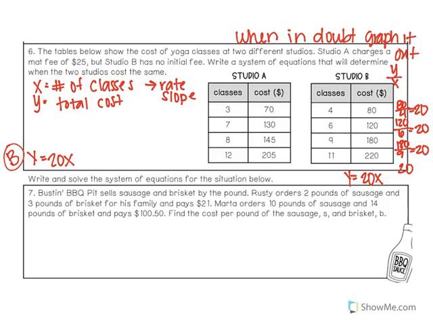Then we have to write Studio A. So we have to find the pattern that is happening here. And we can see to go from here to here, it is a $15 rate. So that's going to be our rate or our slope in this case because it's a change in 1 right here. So that lets us know that that is going to be our number of classes. So when we write that for Studio A, y equals 15x, which x is the number of classes, 15 is that cost, plus our original fee.